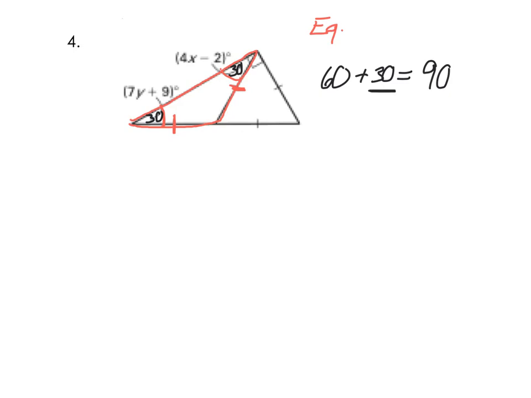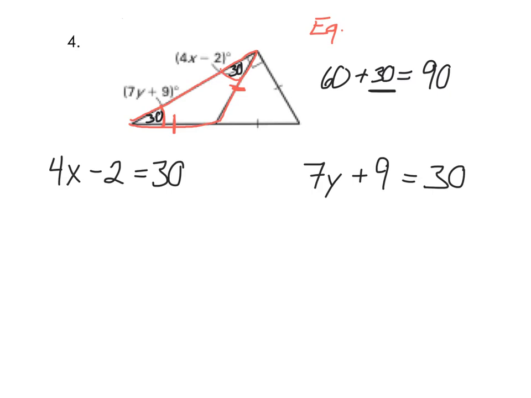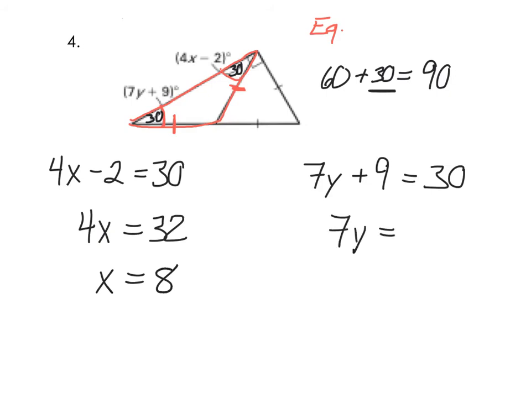Now I can set up some equations to try to solve here. So I'm going to have 4x minus 2 equals 30, and 7y plus 9 equals 30. Now when I go through and solve, it looks like we end up with 4x equals 32, and x equals 8. On the right hand side, it looks like we end up with 7y equals 21 and y equals 3.